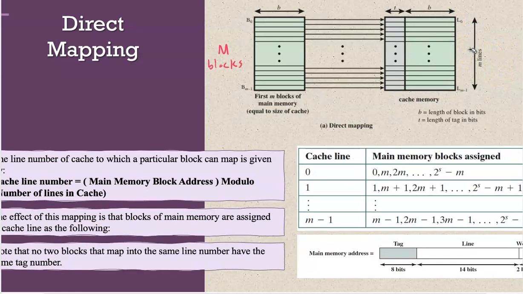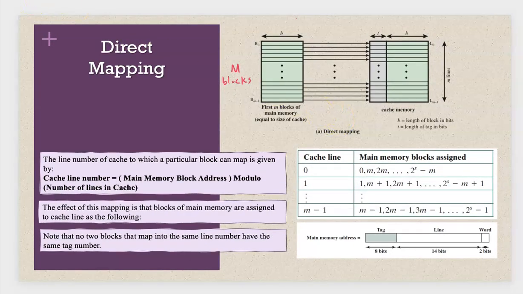Again, I would like to remind you that capital M is so much greater than small m. So you don't have enough cache lines. This is why we need the mapping. If this is direct mapping whereby one block is assigned to one line, where do the rest of the blocks go? Because capital M is obviously bigger than small m. Here you can see that we have a system going on. The first m blocks would be mapped this way.